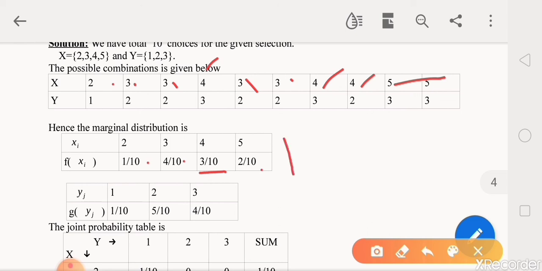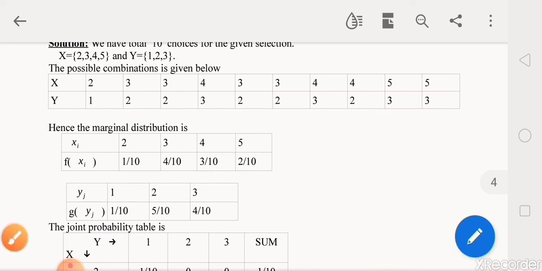In the same way, the marginal distribution of y. 1 is 1 value out of 10 values, so g is 1 by 10. 2 is 5 values out of 10 values. And 3 is 4 values out of 10 values. So this is the marginal distribution of y.